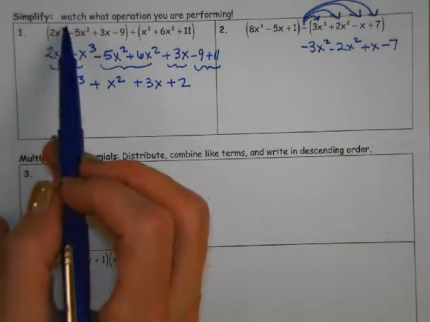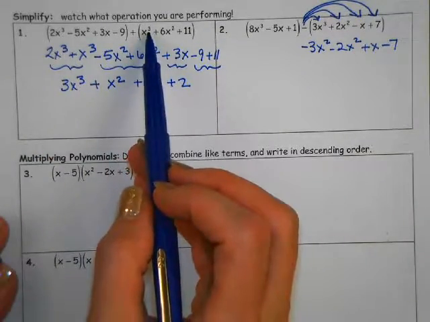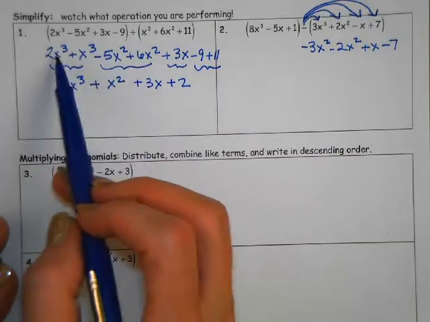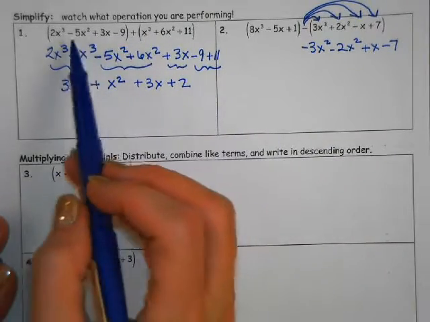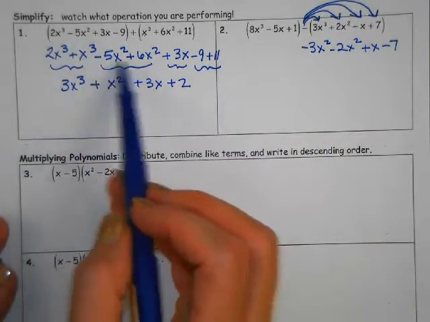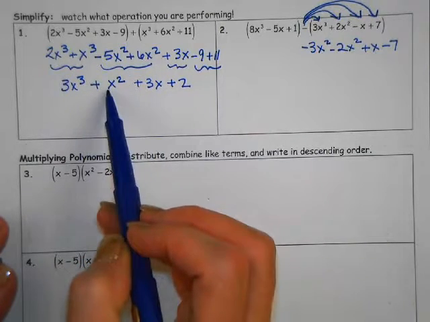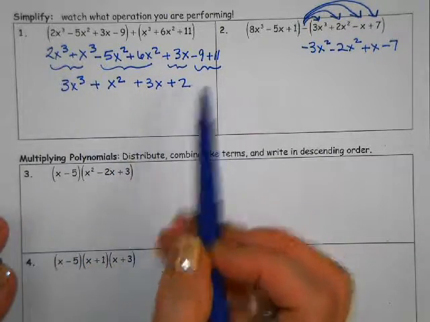Okay, so I have a 2x cubed. I'm trying to find another x cubed here. Oh, look at that. I have a 2 and I have a 1. That equals 3. So I find my x squares. I have a -5 and I have a 6. I add those together. That equals 1. So you see how that is?